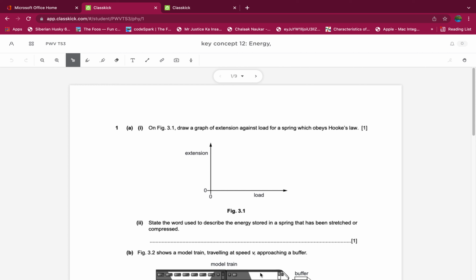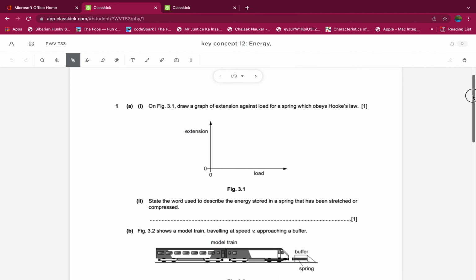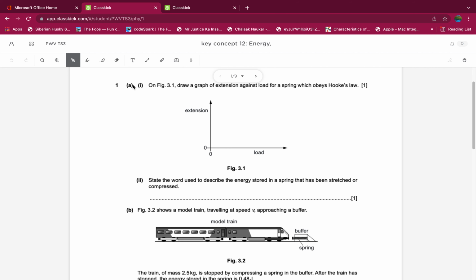Today we will solve the questions related to key concept 12 about energy, about kinetic energy, potential energy, and the law of conservation of energy. These are the basic things about which we will solve the questions. First, look at the first question here. Draw a graph. Please read the statement carefully for every question.